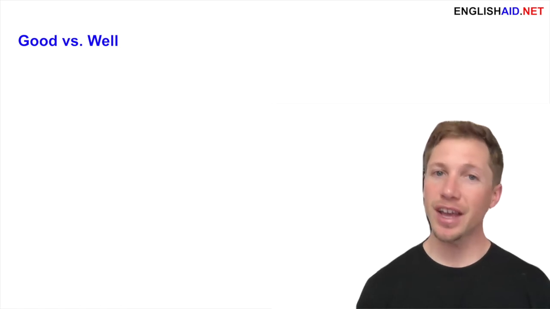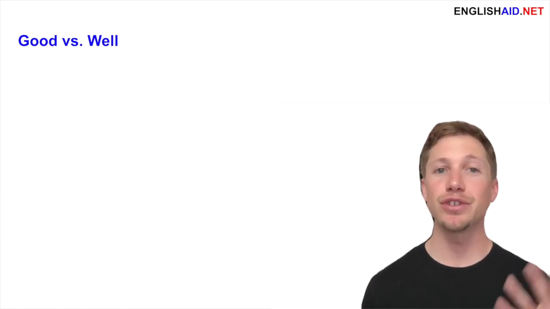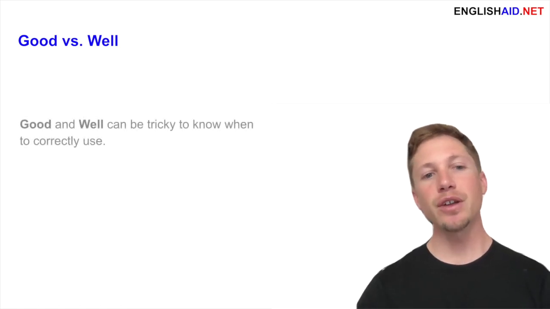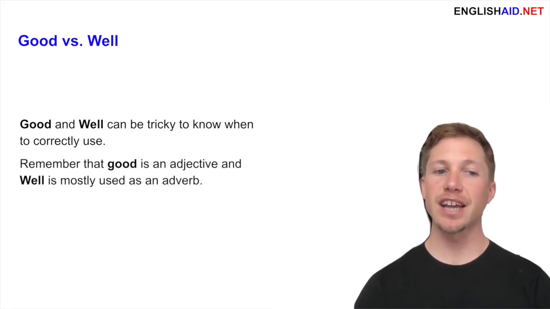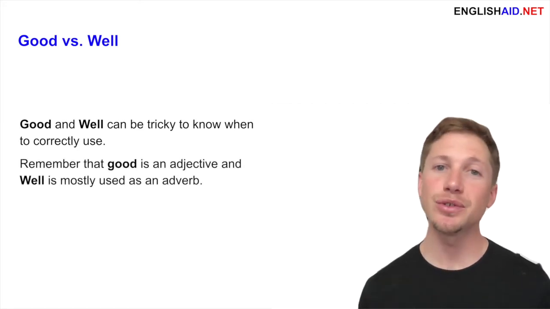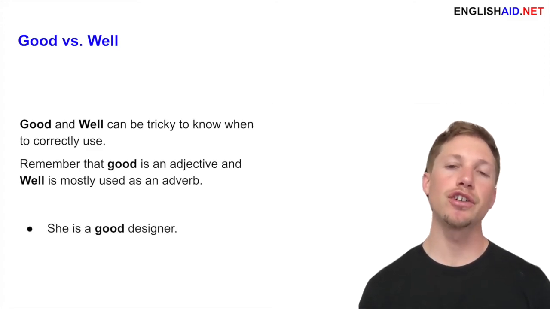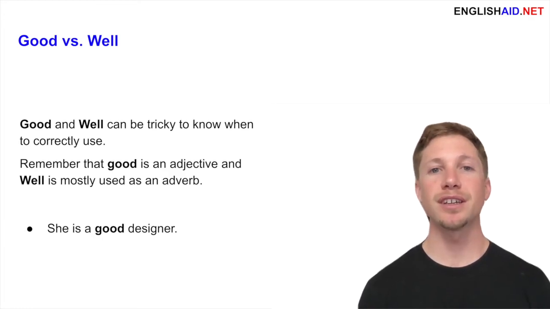Now, good and well, I know that there's a lot of confusion in the air about when to use good and when to use well. We've already talked about it a little bit, but we can expand on it here. So good and well can be tricky to know when to use correctly. Remember that good is an adjective and well is mostly used as an adverb. Here's an example. She is a good singer. So good here is an adjective that's describing the designer.